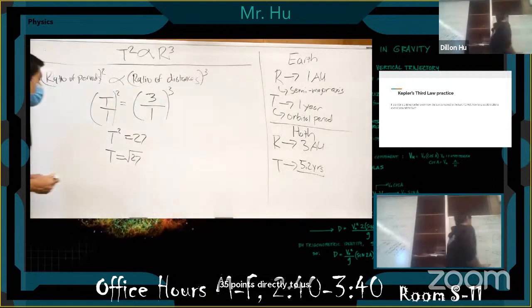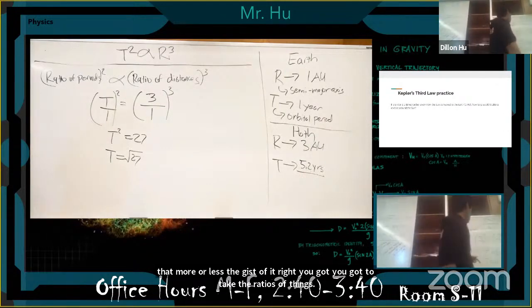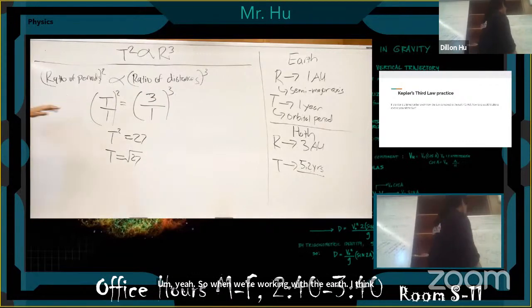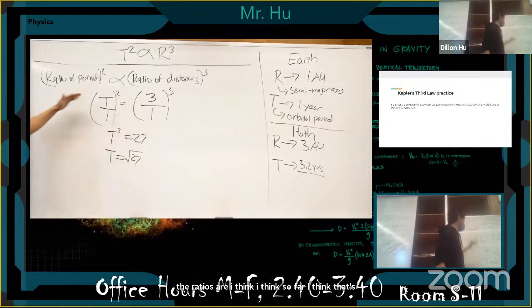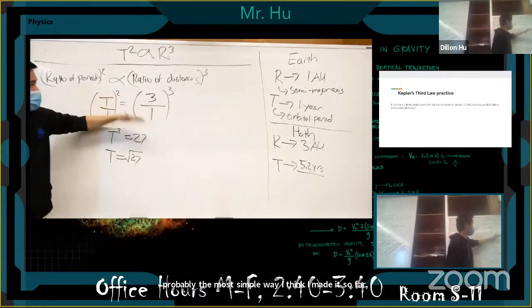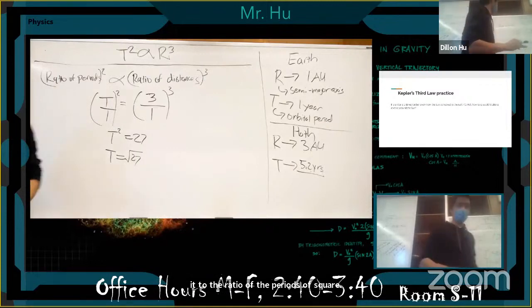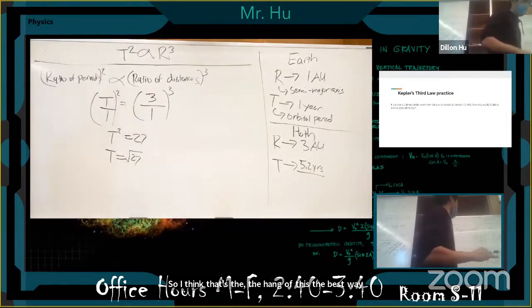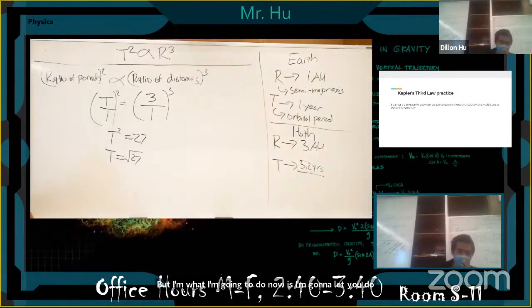Okay, so that's more or less the gist of it, right? You've got to take the ratios of things. So when we're working with Earth, I think this is probably the simplest way I've made it so far. But the idea is the same. You take the ratio of the distances, cube that ratio, and then you compare it to the ratio of the periods squared. So I think this is the best way I've found of explaining it so far. But what I'm going to do now is let you do a couple of practice problems, and then we'll see what we can get.